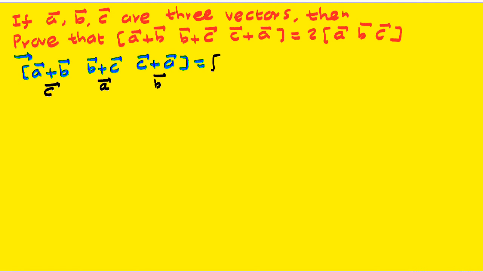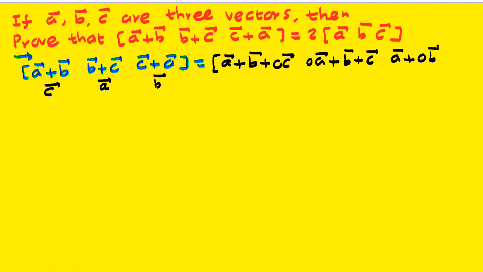Therefore, this can be written as A vector plus B vector plus 0 into C vector. The second expression is 0 into A vector plus B vector plus C vector. And the third expression is A vector plus 0 into B vector plus C vector.